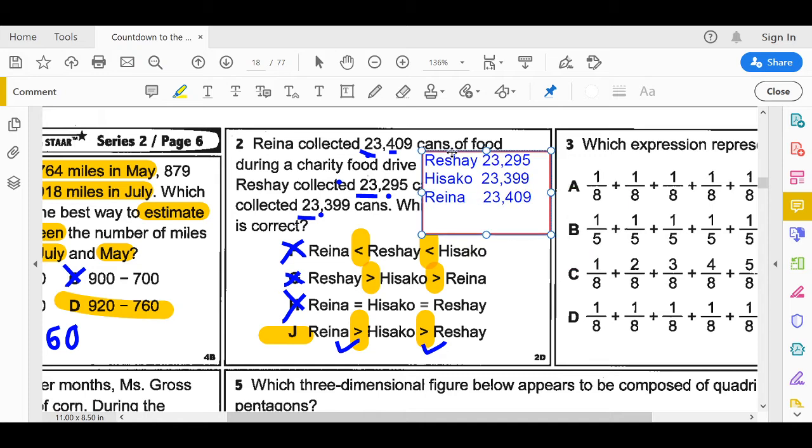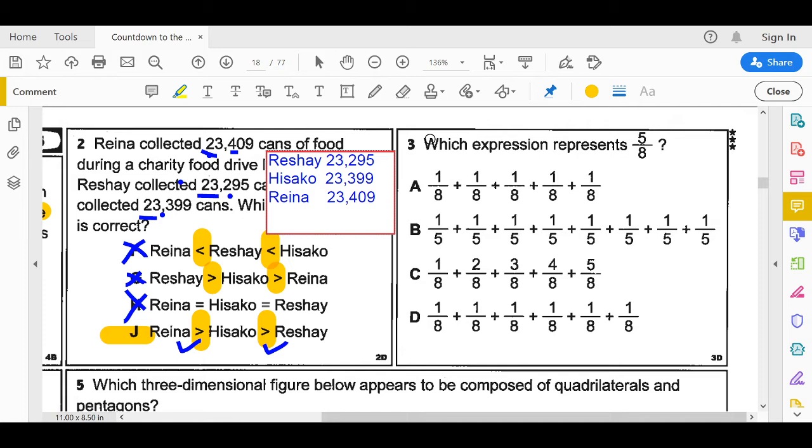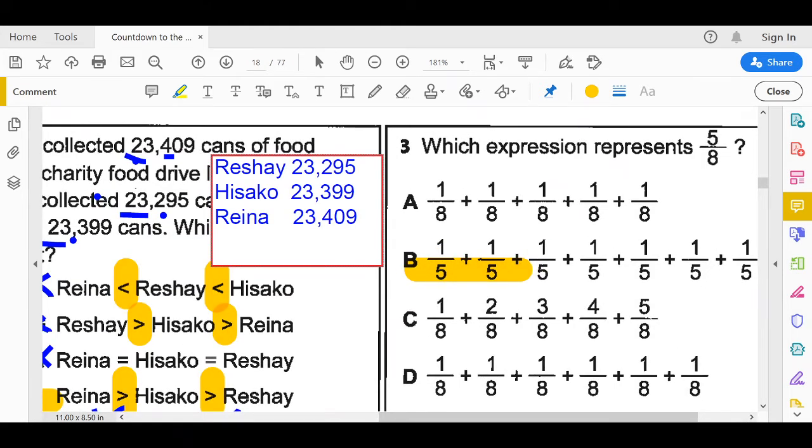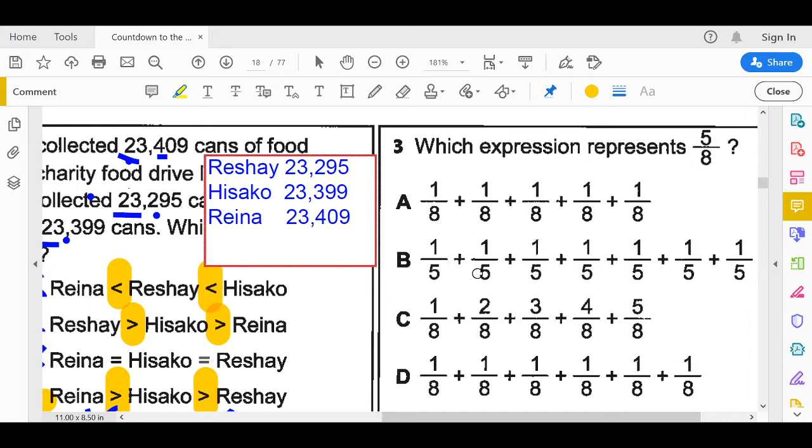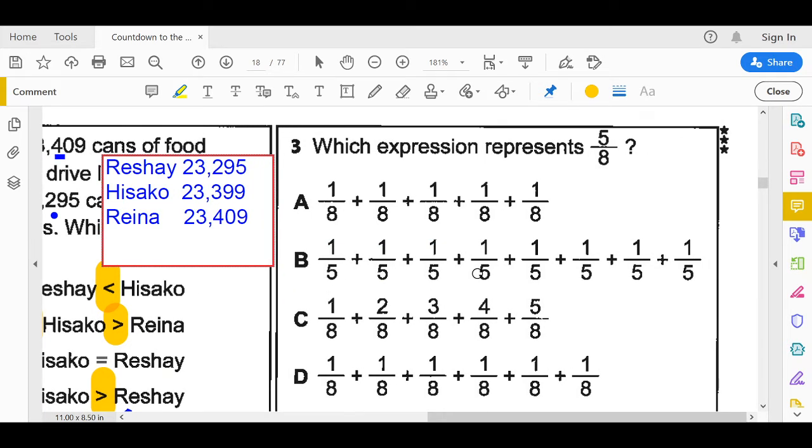Let me put this here so we can see number 3 clearly. Number 3 says, let me just make it a little bit bigger for all of you. Okay. Which expression represents 5/8? So 5 out of 8. And I'm going to highlight this so I know what number I'm looking for. Remember, we did this in class, so we know how to add them.